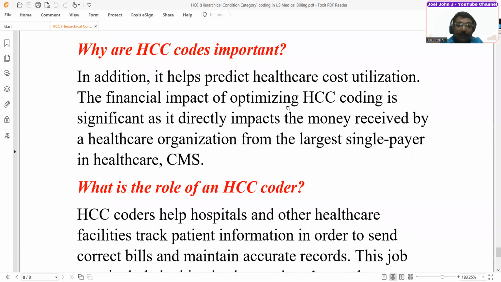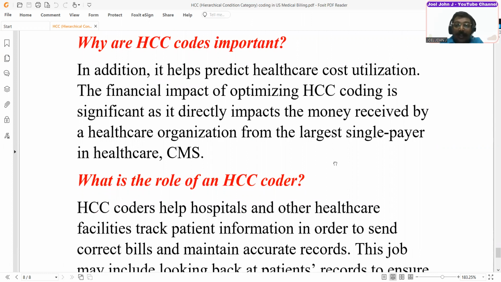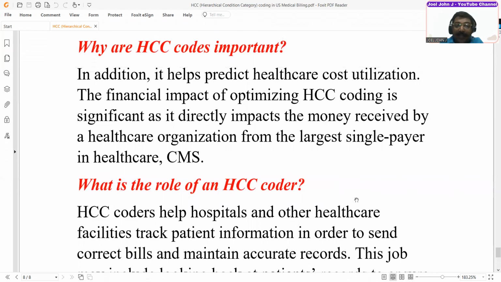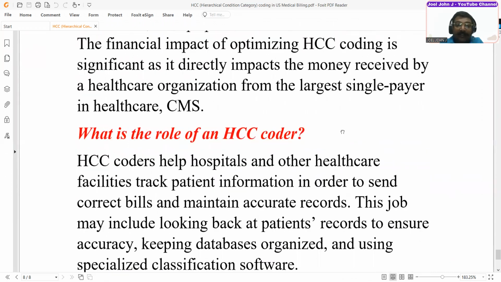Why are HCC codes important? HCC codes predict healthcare cost utilization. The financial impact of optimizing HCC coding is significant, as it directly impacts money received by the healthcare organization from the largest single payer in healthcare, that is CMS.